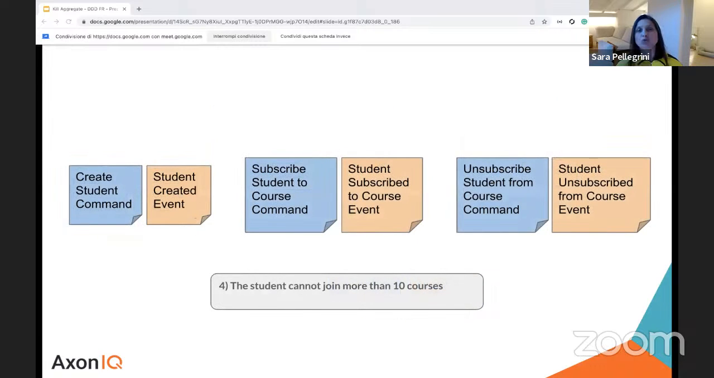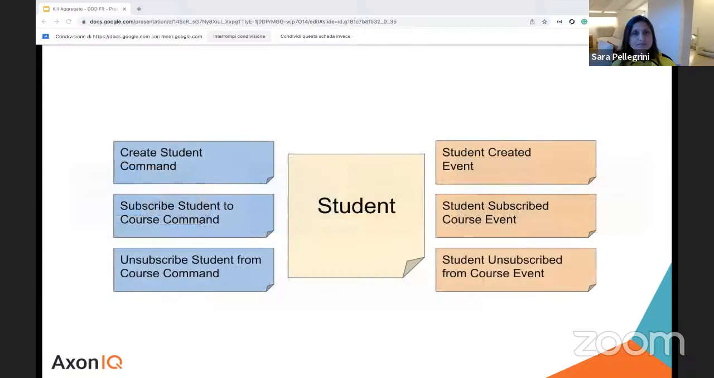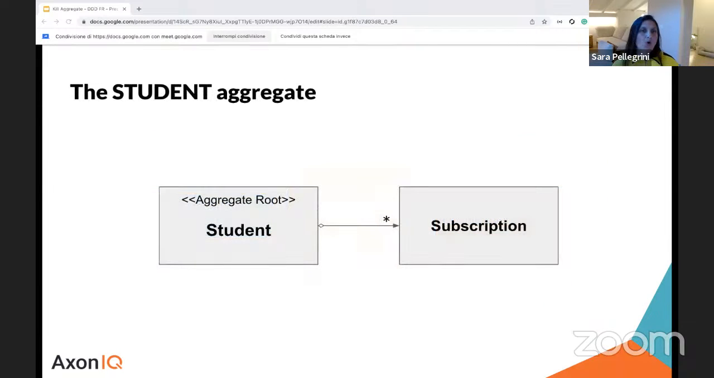But now I need two more, because the new rule that I have to be able to guarantee is relative to a new aggregate, the student aggregate. Why do I need two separate events that represent the same event in real life? The reason is technical. It is because they belong to two different aggregates. Here is our new student aggregate that is capable of handling some commands and emitting some events. Also, the student aggregate will contain the subscription that are necessary to make decisions regarding the following subscription and unsubscription requests.